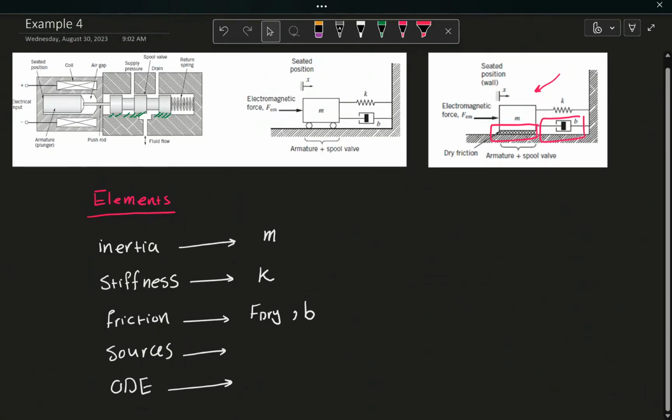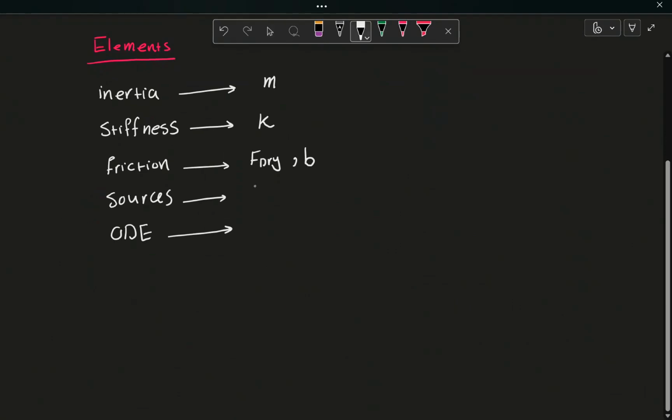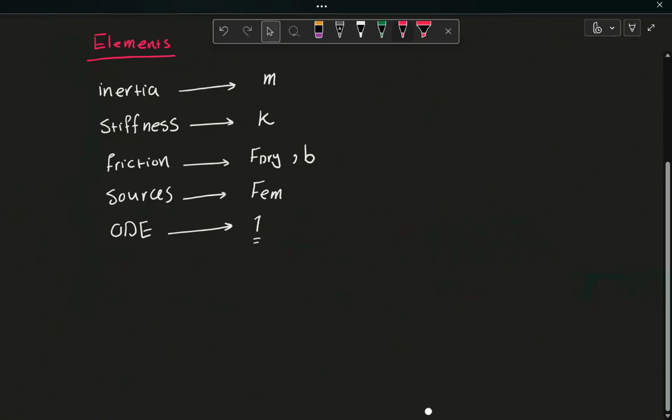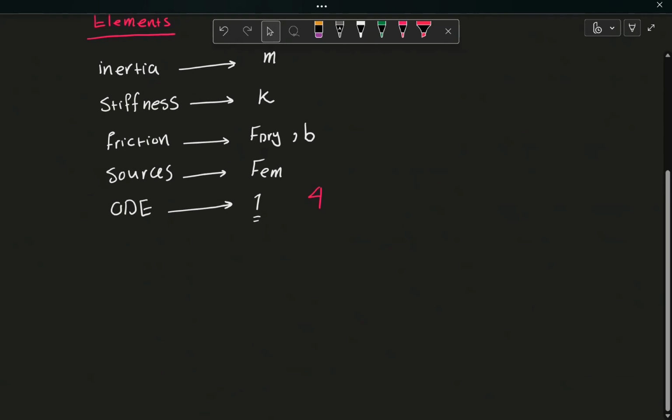The source in this system is, again, the electromagnetic force, okay? And I'm going to show it with F electromagnetic. And at the end, you guys will know that the number of ODEs is basically the number of inertia elements in the system, naively speaking, okay, which is not 100% accurate. And we said that we are going to fix this at the end of this chapter. Yes, so I have one inertia element, I would end up with one ODE. Okay.